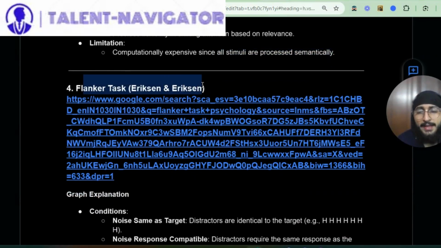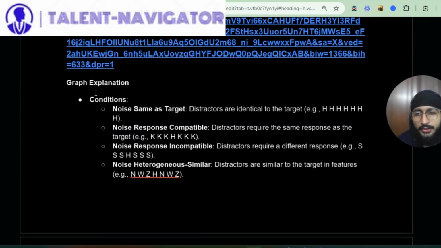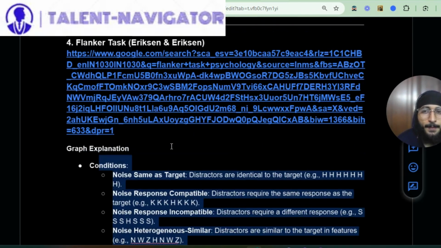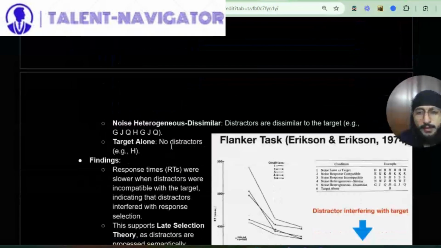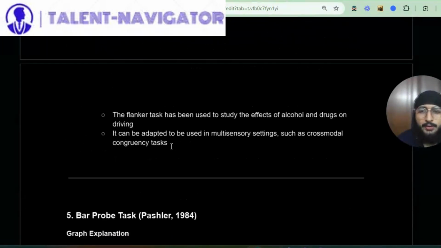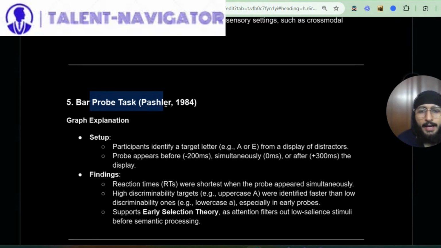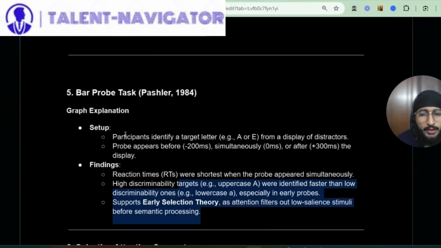Now the flanker task, Eriksen and Eriksen. Graph explanation, conditions. Noise same as target: distractors are identical to the target. Noise response compatible: distractors require the same response as the target. Noise response incompatible: distractors require a different response. Noise heterogeneous similar: distractors are similar to the target in features. I'll be talking about this flanker task in another video in depth. For now, we'll be moving on to the next topic, which is the bar probe task. And I think I will cover this also in another video.